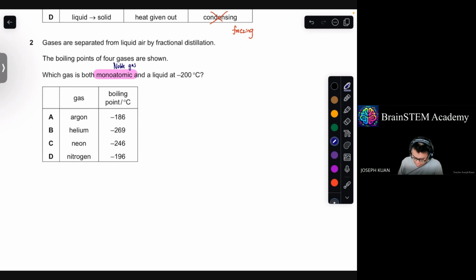So you can pretty much eliminate nitrogen as an option. And then liquid at -200 degrees Celsius. So essentially, you can draw a number line, a number line in terms of temperature scale. Put -200. All right, so essentially, this temperature must be located in between the melting point and also the boiling point.